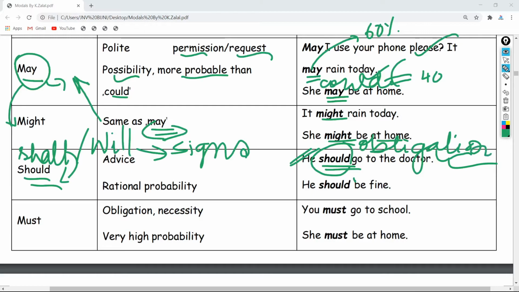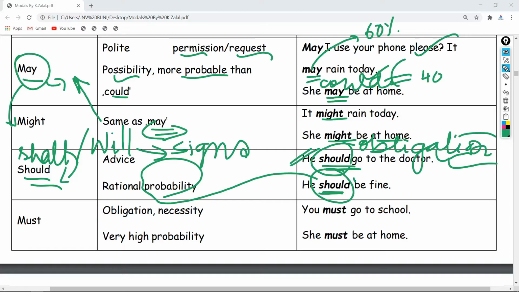or compulsion. He should be fine means there is a possibility, a probability. This should here means probability or possibility. Therefore, he should be fine means it is supposed that he will be fine or alright.